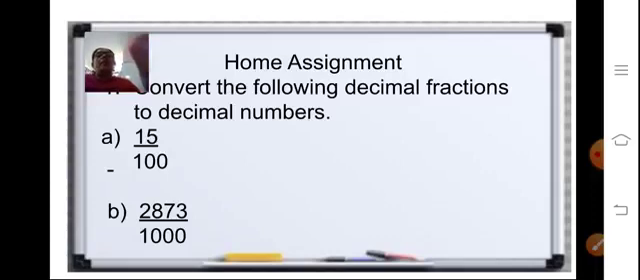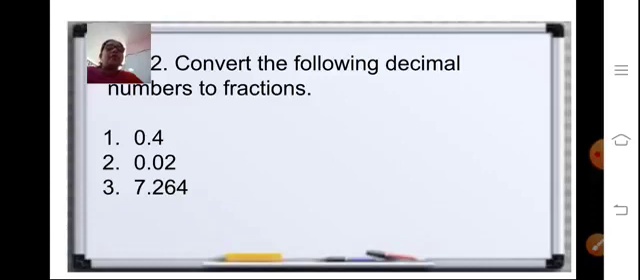So based on this topic, that is conversion of decimal fractions to decimal numbers and decimal numbers to decimal fractions, here are the home assignment sums which you have to do in your maths homework part. 15 upon 100, 2873 upon 1000. Again, conversion of the following decimal numbers to fractions: 0.4, 0.02 and 7.264.